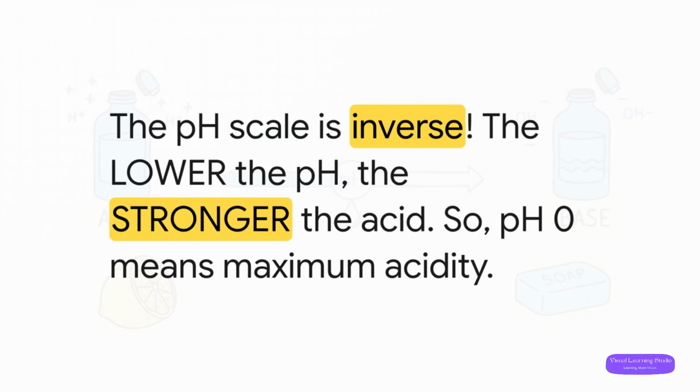Okay, now listen up, because this is the single most important rule to remember, and it's the one part that trips everybody up. The scale is inverse. That means a lower pH number means a stronger acid. I know, it feels backwards, right? But think about it like a countdown to something really powerful. The lower the number gets, the more intense the acid is. So a pH of 1 is way, way stronger than a pH of 6.